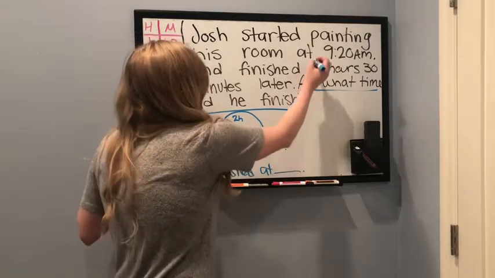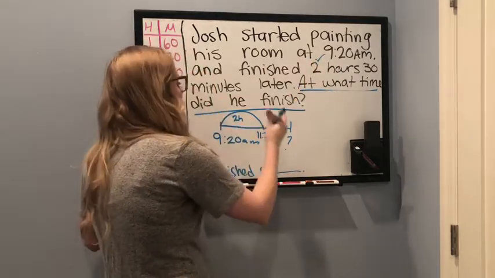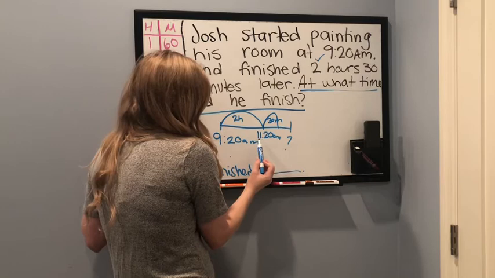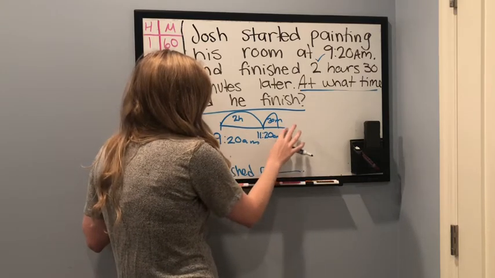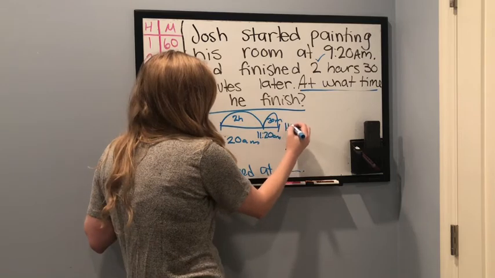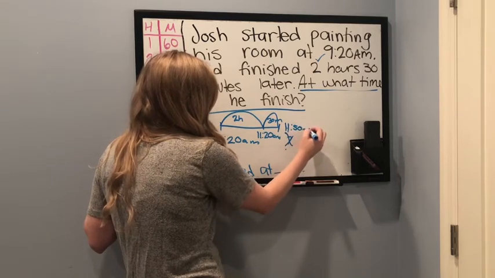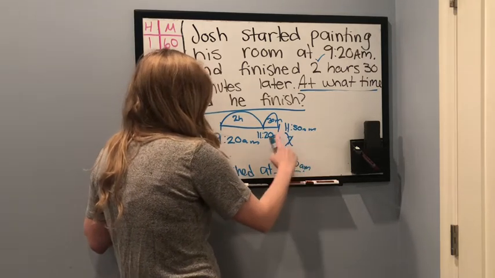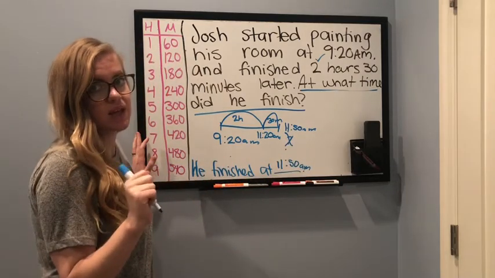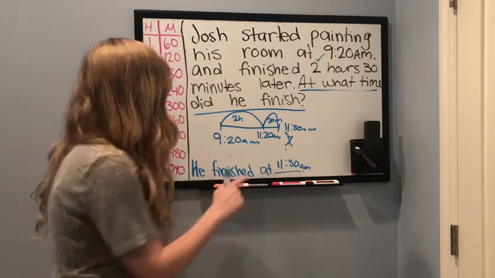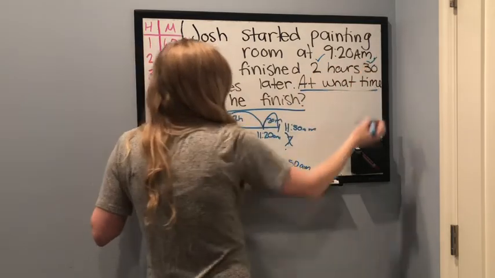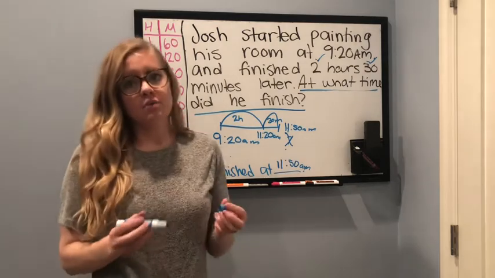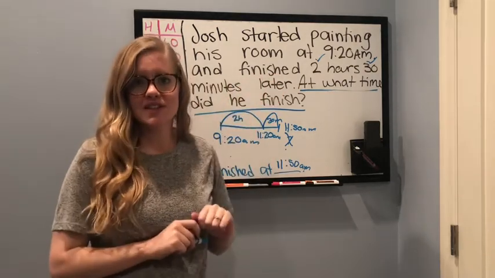Okay, so we're done with the 2 hours. 30 minutes, we're gonna add another 30 minutes on. So I know that 30 minutes after 11:20 is 11:50. So he finished at 11:50 a.m. because remember, we're not quite at noon, so we don't have to change that to p.m. this time. So let's double check our work. We have 2 hours, we have 30 minutes. Okay, I've checked my work, underlined my question, wrote my answer sentence, and I have my number line. I am done, ready to turn this in.